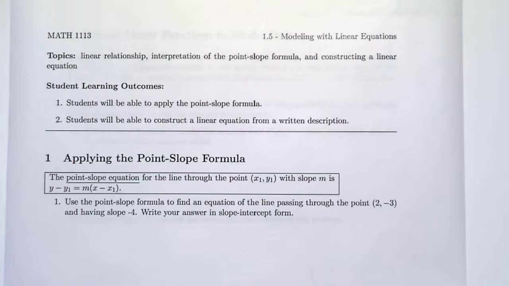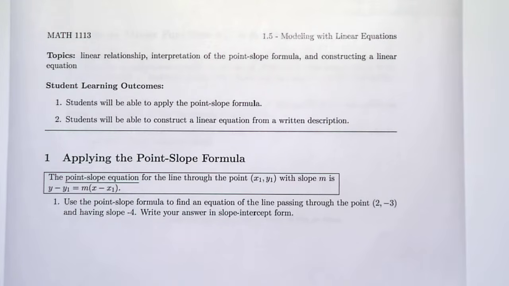All right, so we are now on to section 1.5, modeling with linear equations. So we're still talking about lines, and we're going to revisit the point-slope formula because this is the main formula that you will need to use and apply when you go on to calculus 1, if you plan on taking calculus. Okay, so the things you'll be able to do after today are apply the point-slope formula and construct a linear equation from a written description.